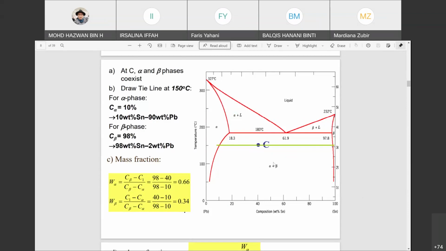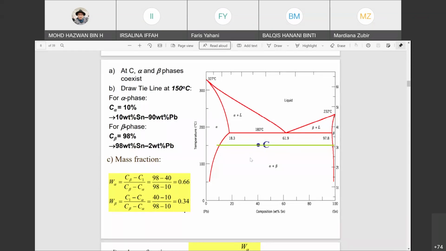Okay. Second question, the composition is asked. So we know that it is at alpha and beta. The composition of alpha is actually around 10%, so we draw the line over here, 10%. And the composition of beta is actually at around 98%. Right, settle. Question C is actually on the mass fraction.